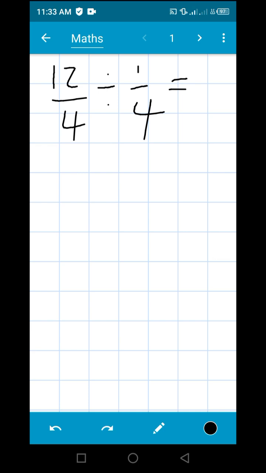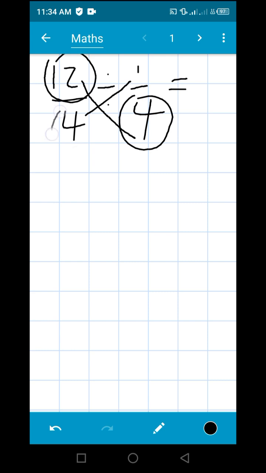So the first use case is 12 over 4 divided by 1 over 4. To apply the strategy, we are going to use the technique of cross multiply and divide by the other side. In other words, we are going to cross multiply on this side and divide by the cross multiply on the other side. So we are going to begin with 12, as you can see here, and multiply by 4, divided by 4, and multiply by 1.